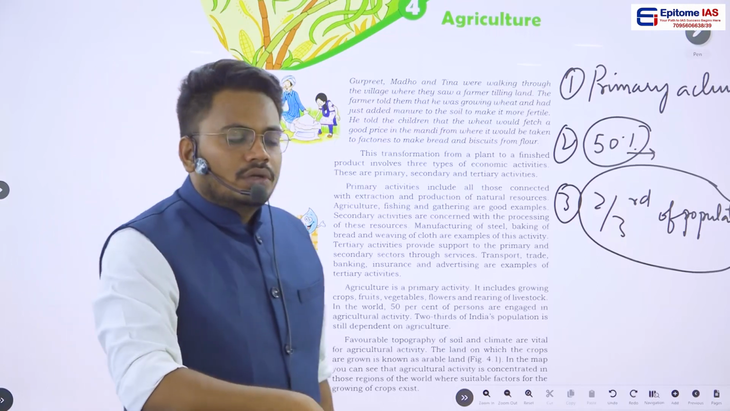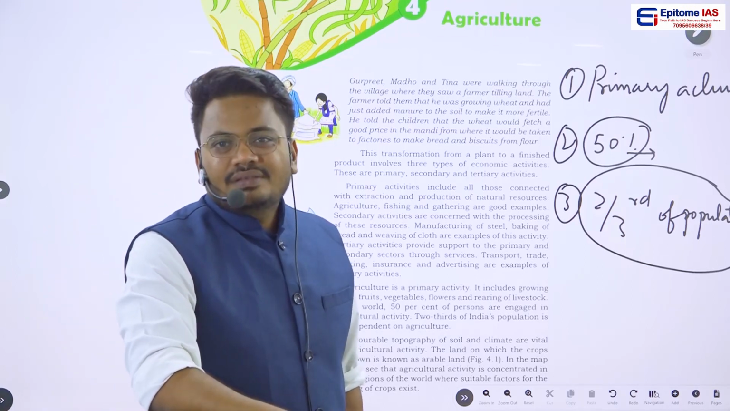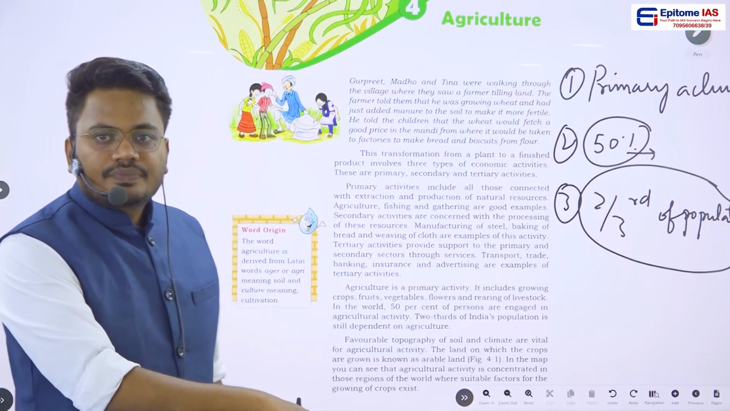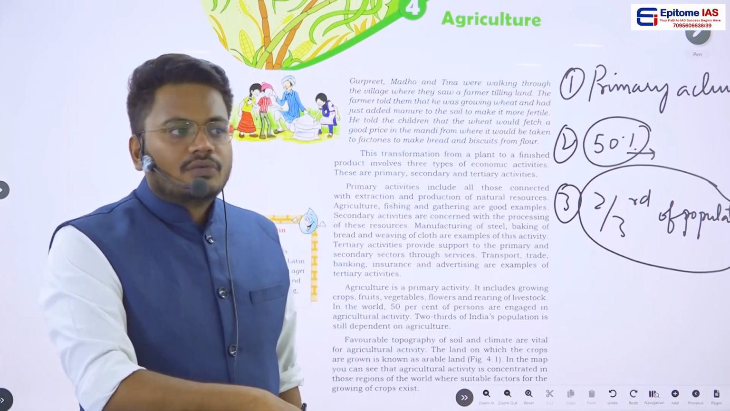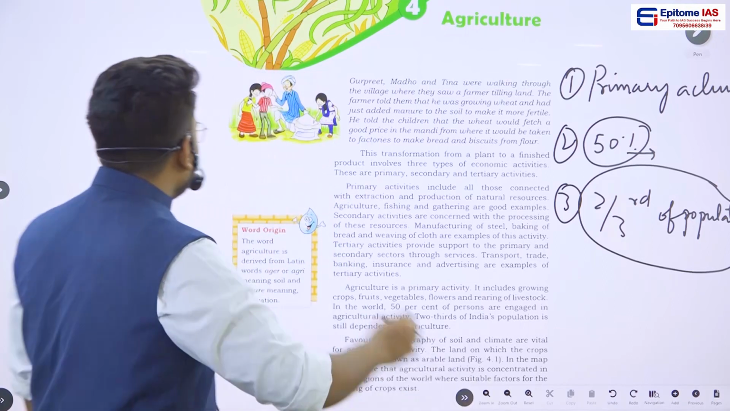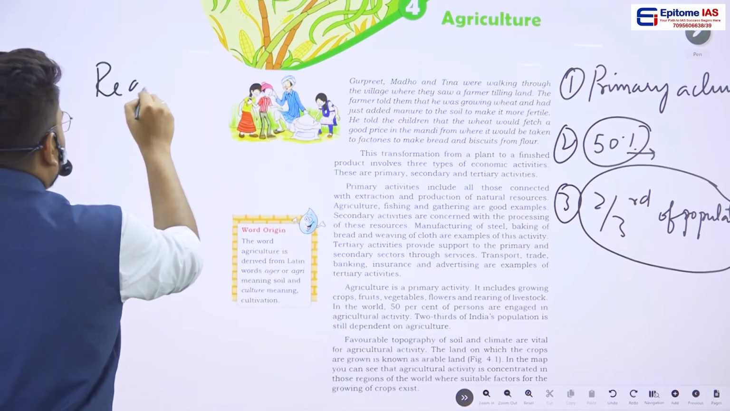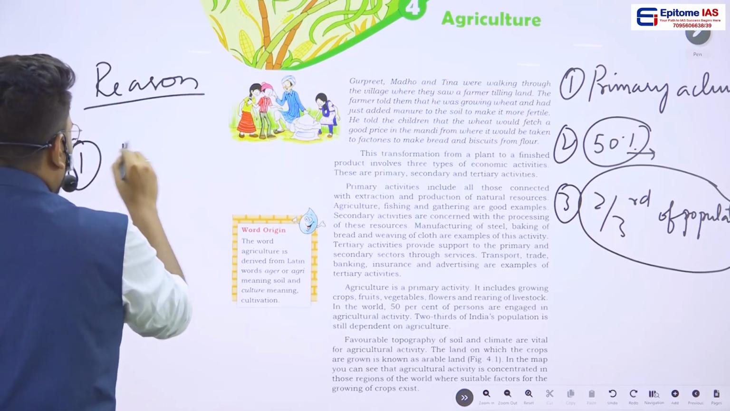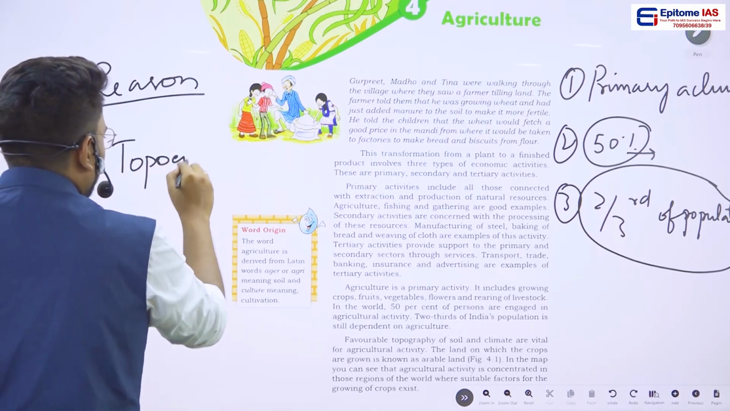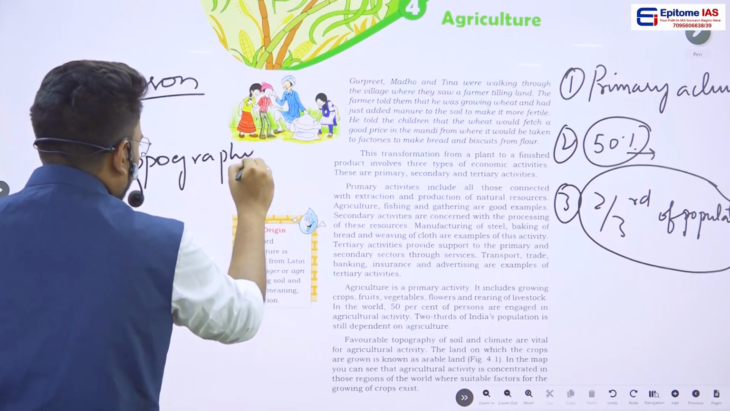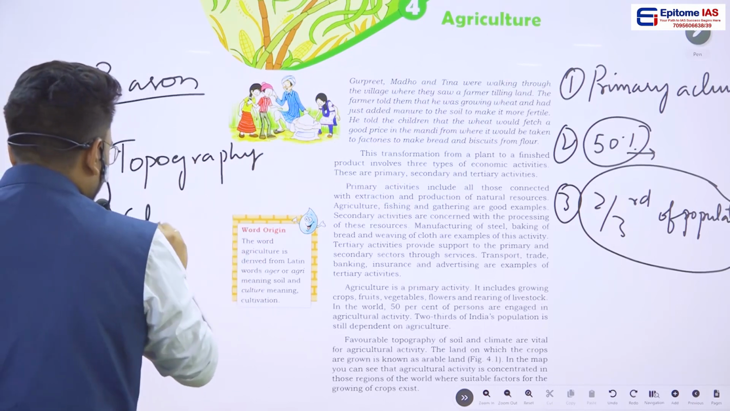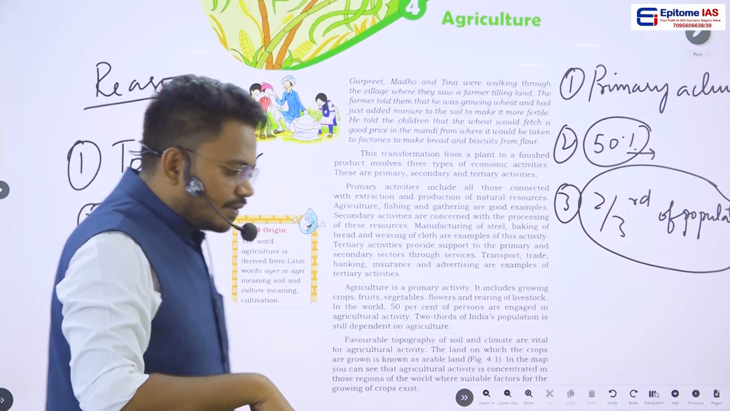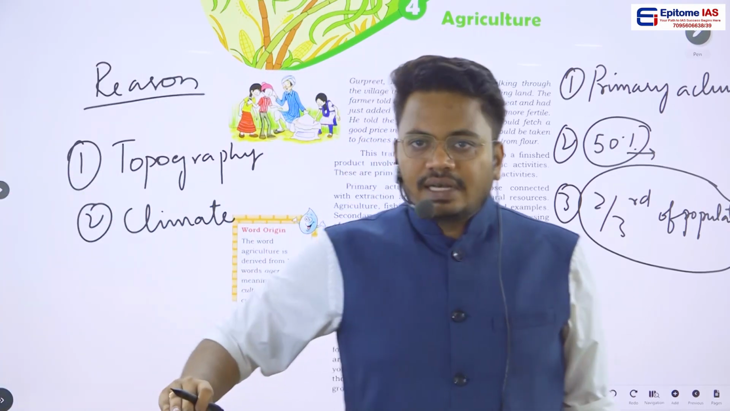Now, the point here is, we are saying that a huge amount of population is in the agricultural sector. Then what is the reason for that? Obviously, the reason is very simple. The reason is one, topography. Second, climate. So how does topography contribute to a huge amount of agricultural activity?